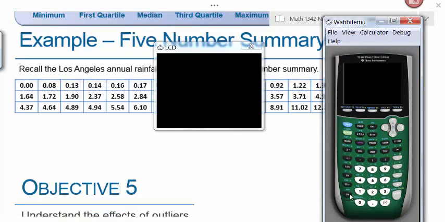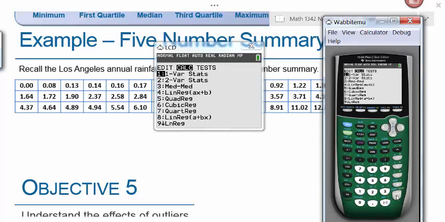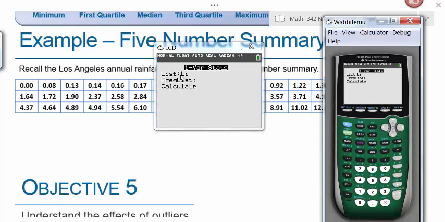We already have the data in our calculator. How do I find the 5-number summary? Stat, calc, enter. Make sure you only have list 1 here and nothing for the frequency. Go down to calculate.